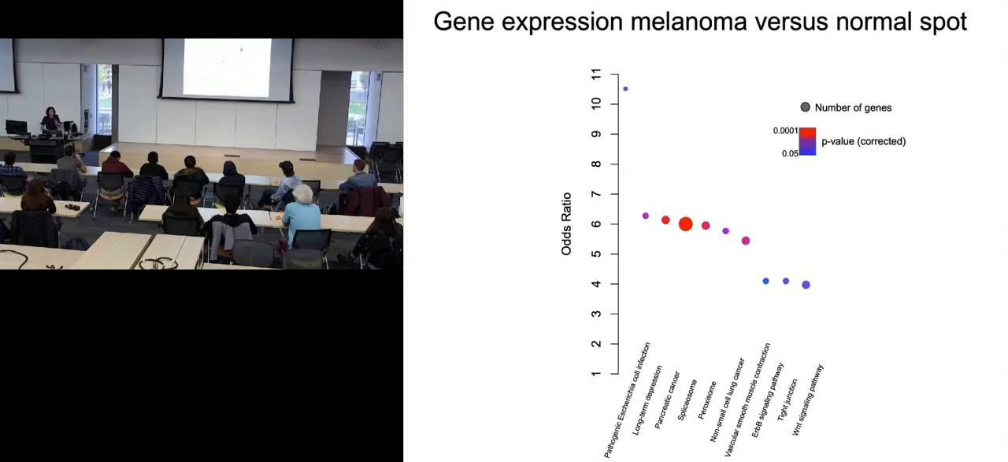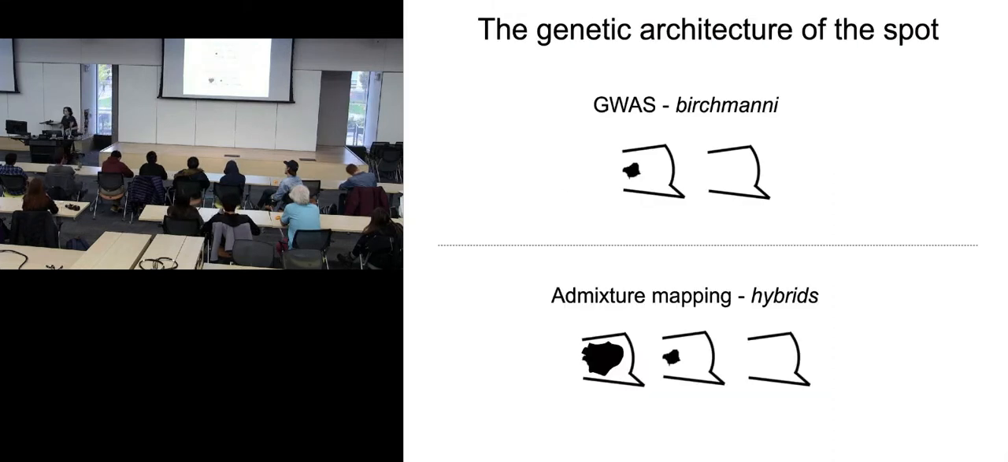We can also see really stark gene expression shifts. In particular, we see de-differentiation and expansions of melanization pathways and pigmentation pathways, as well as several cancer-related pathways. So we became really interested in trying to understand whether this melanoma we were seeing in hybrids was a classic hybrid incompatibility, and whether we could understand the genetic basis of it. So we took a couple of different approaches to try to get at that question.